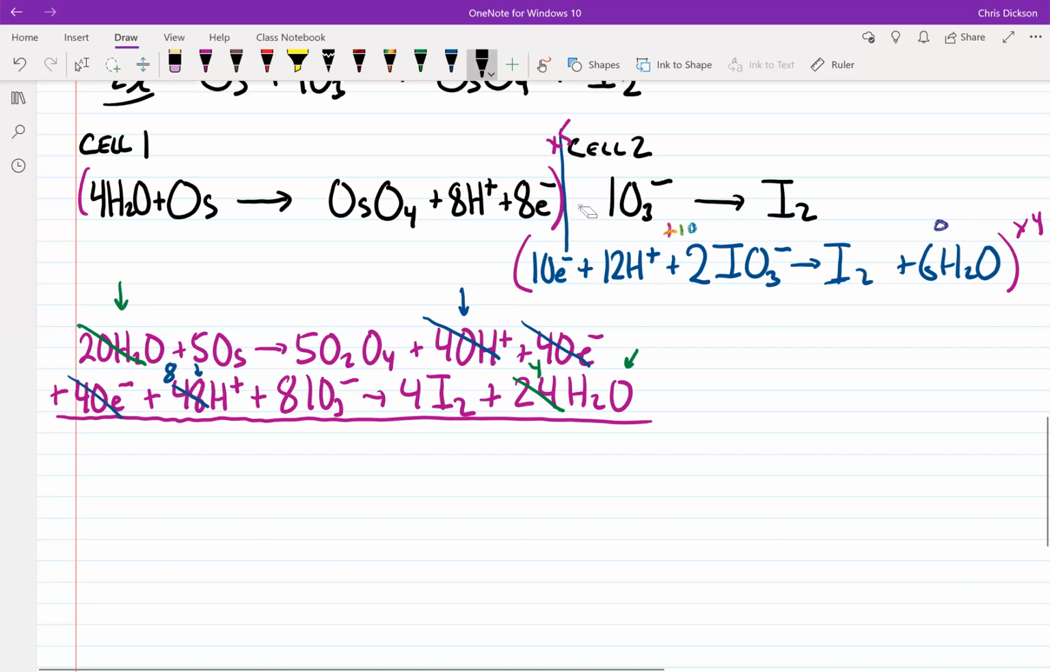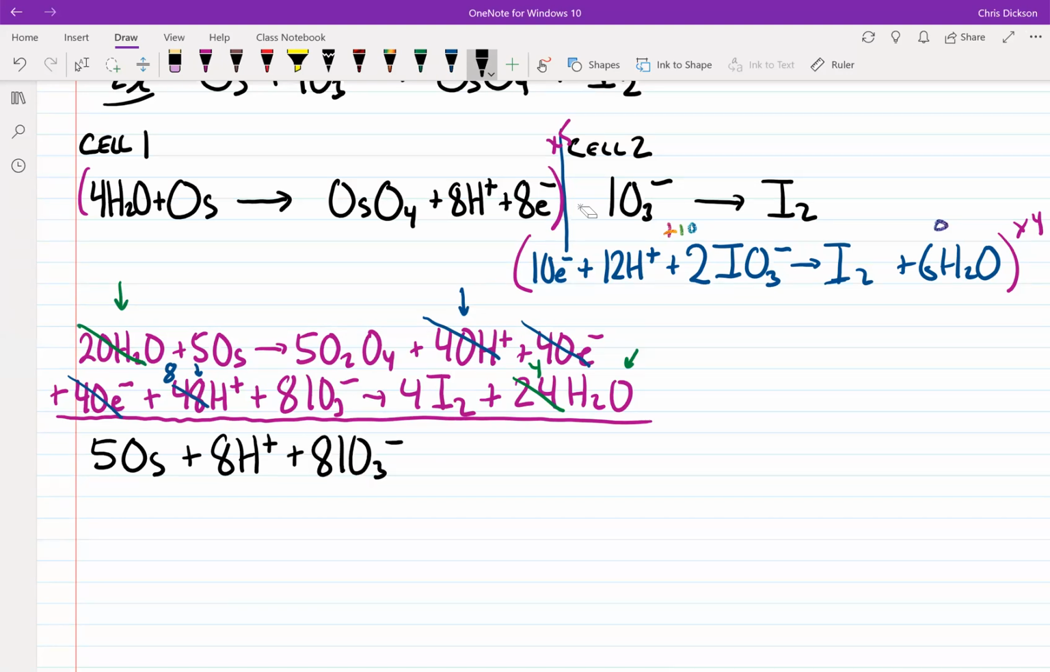So let's just write that down. So now I have no waters on the left. So I have 5 Os plus 8 H plus 8 IO3. And notice I've used everything to the left of the yield sign. Okay, so I've just taken all the reactants. And now that's going to form, I might want to make this not look like 81, but I think your teacher would understand. I know what you're doing. And that's going to form 5 OsO4 plus 4 I2 plus 4 H2O.